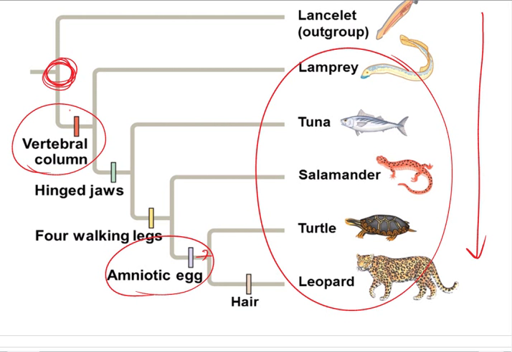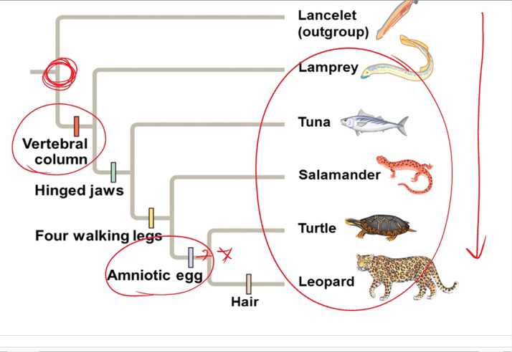Okay, how about another example? What's more closely related to the turtle, the salamander or the leopard? Okay, hopefully you said leopard, because leopards and turtles share a more recent ancestor than turtles and salamanders. Okay, let's try one more.